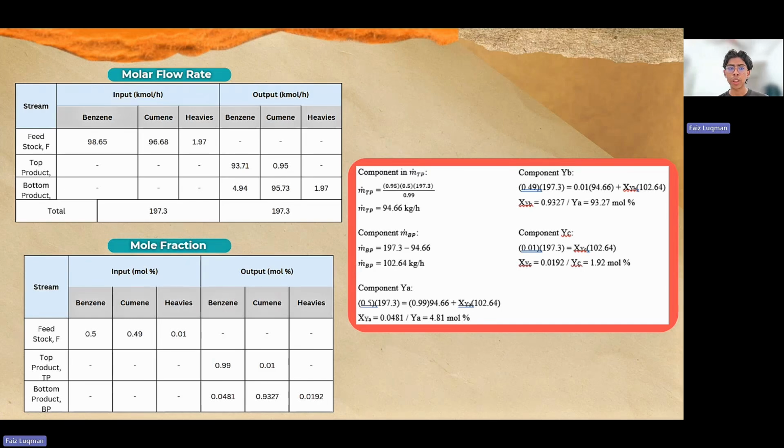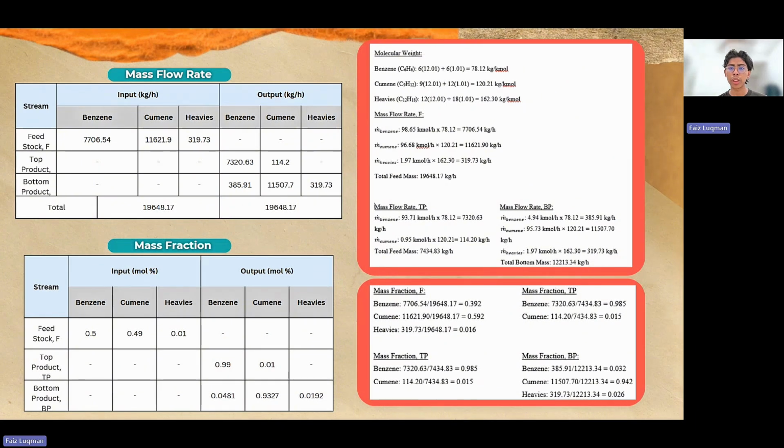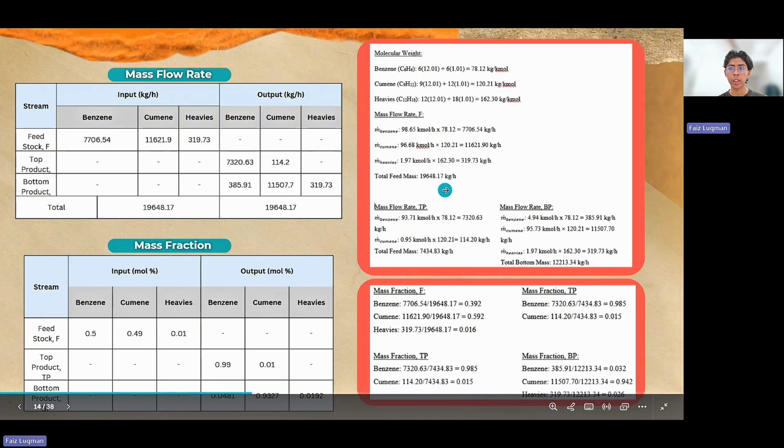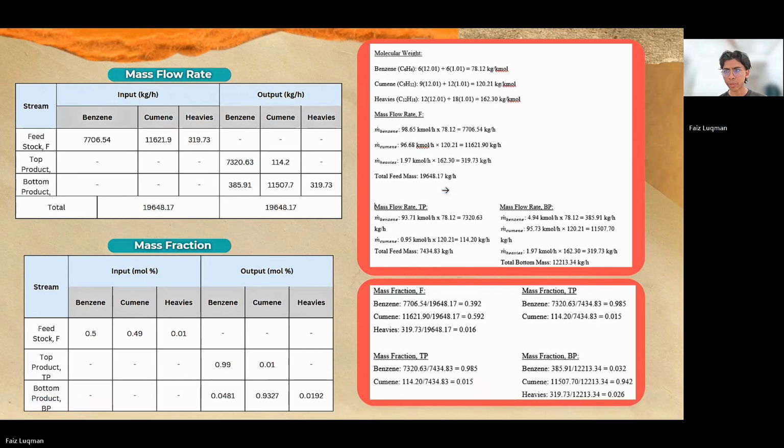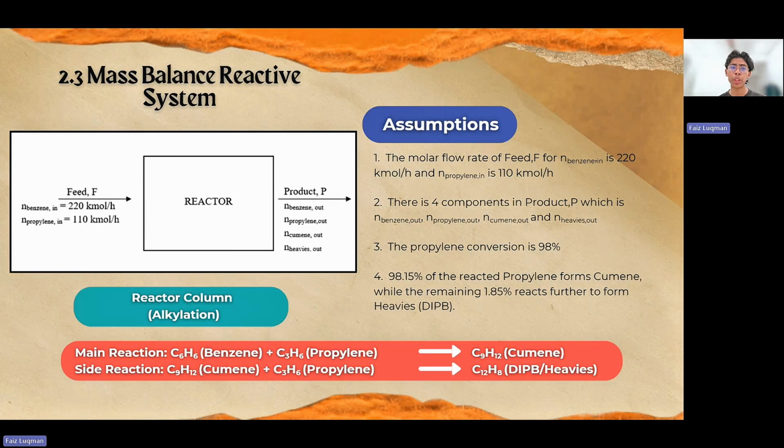that can be obtained by using the values given in order to get the molar flow rate and also the mole fraction, and we can also obtain the mass flow rate and also the mass fraction, and these are the calculations on how we can get these values. So now moving on, we have 2.3, which is the mass balance for reactive system.